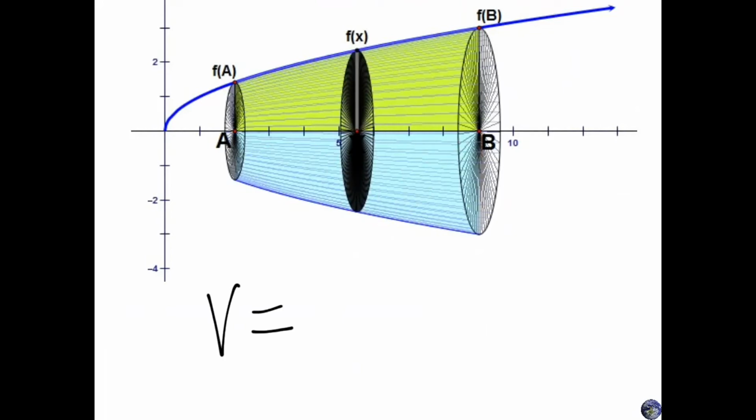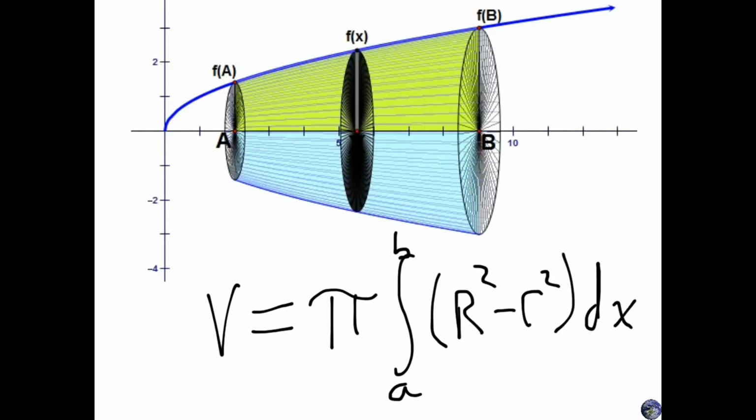Now, theoretically, the same formula for volume still applies. It's still pi times the integral from a to b of big radius squared minus small radius squared dx. But if you think about it, in this case the air gap doesn't exist, right? So really your small r is just 0. There is no inner circle. There is no inner blue circle anymore. It's all just that one big red circle.